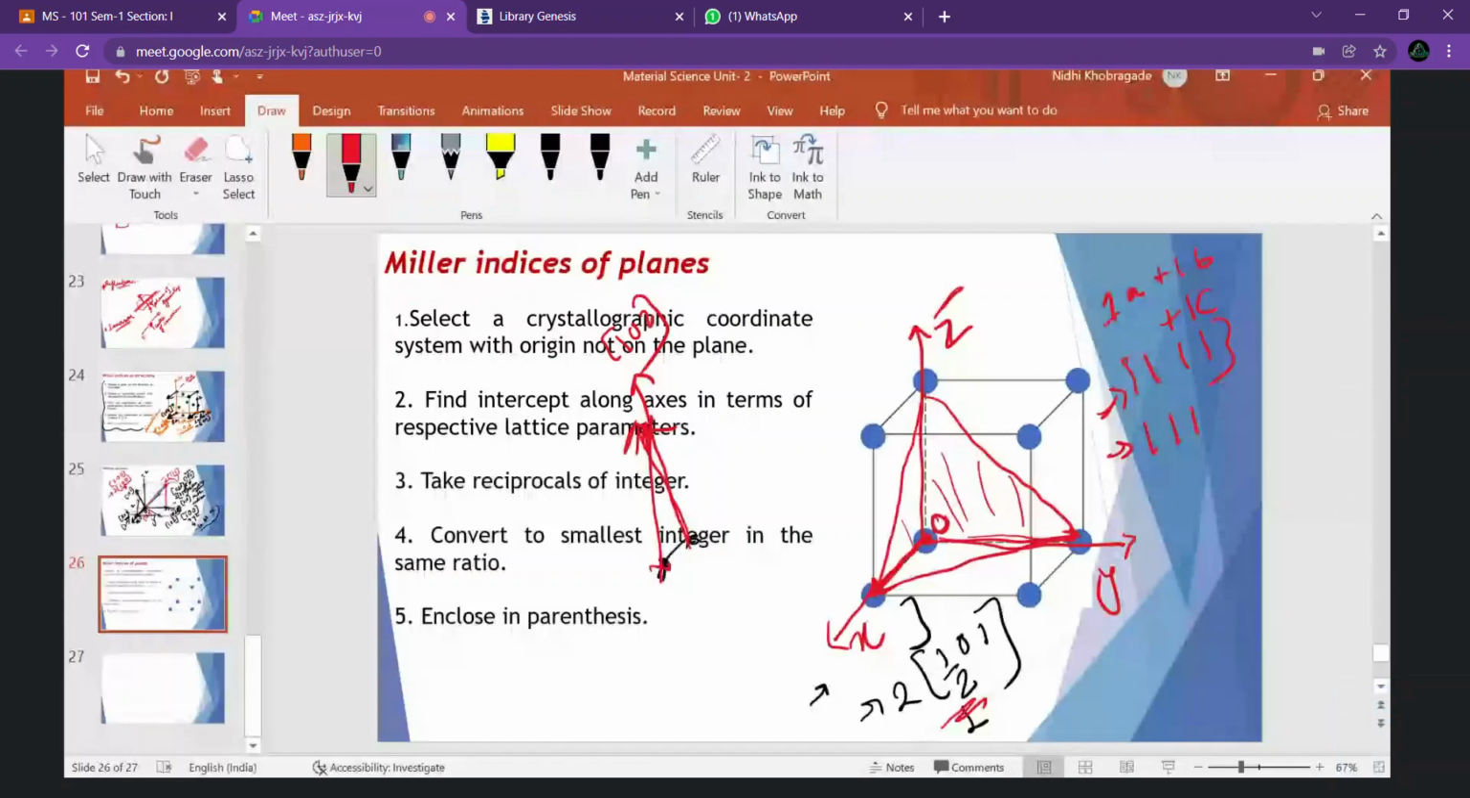The fourth step here, for this particular condition, the Miller indices is 1 1 1. Okay, please repeat.